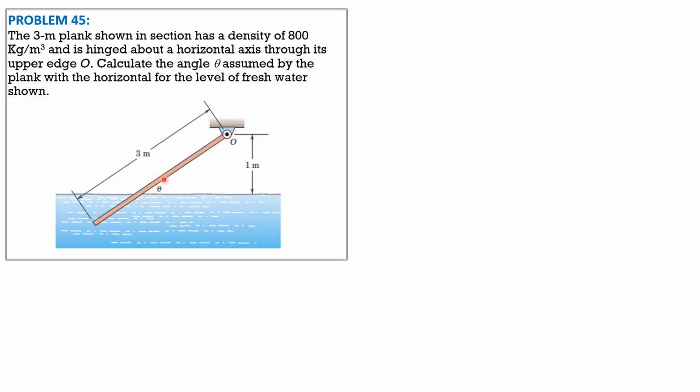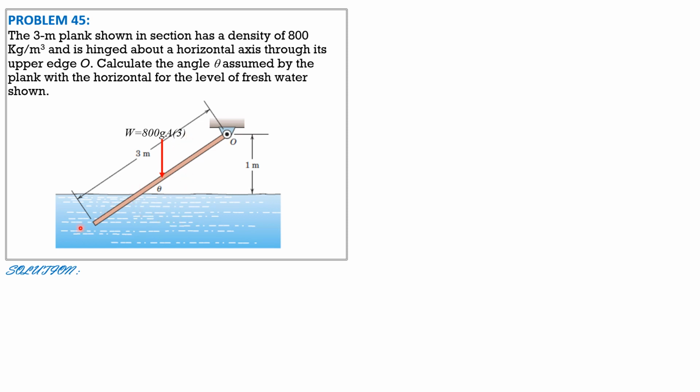So the weight acts at the center of gravity, which is 1.5 meters from O and 1.5 meters from this end, half of 3. So weight is density of the wooden plank times g, so it becomes unit weight times area of the end section of the plank, which is constant, times length 3 meters, or volume of the plank.